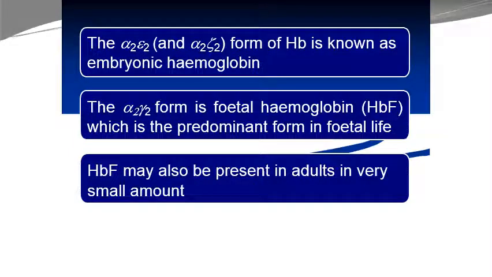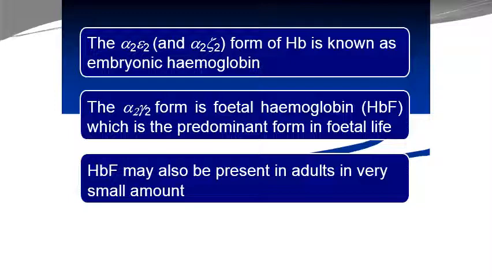The alpha 2 epsilon 2 form of hemoglobin is known as embryonic hemoglobin. The alpha 2 gamma 2 form is known as fetal hemoglobin, or we also call it HbF. In the fetus, this is the major type of hemoglobin that you will find. But in some adults, you can also find fetal hemoglobin, in a very minute amount.